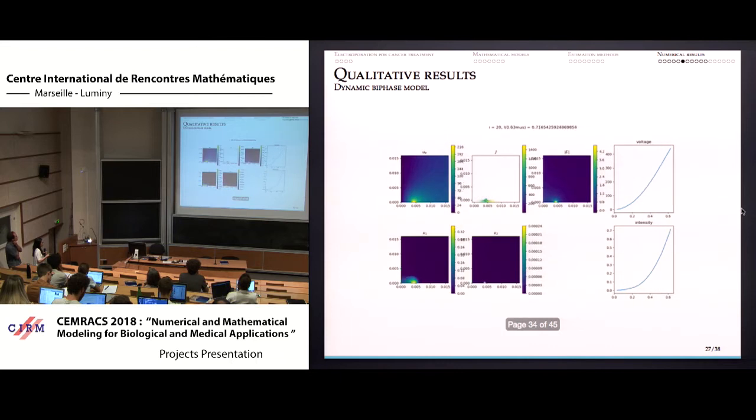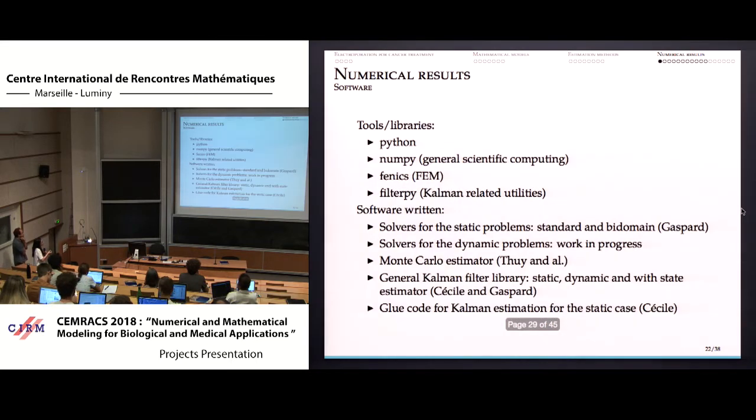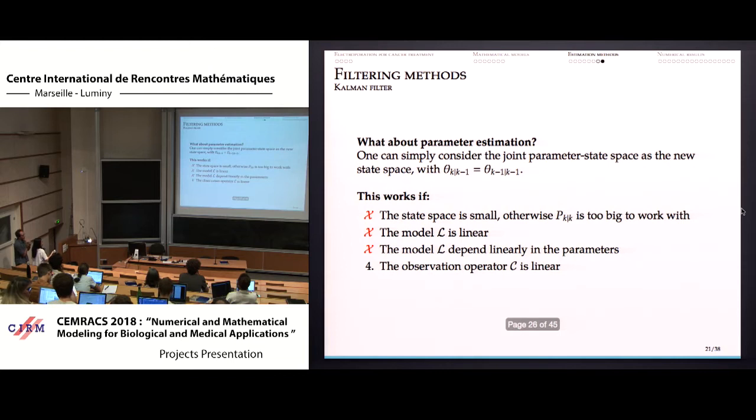So next we will talk about the Kalman filter methods, and Gaspar will talk about it.